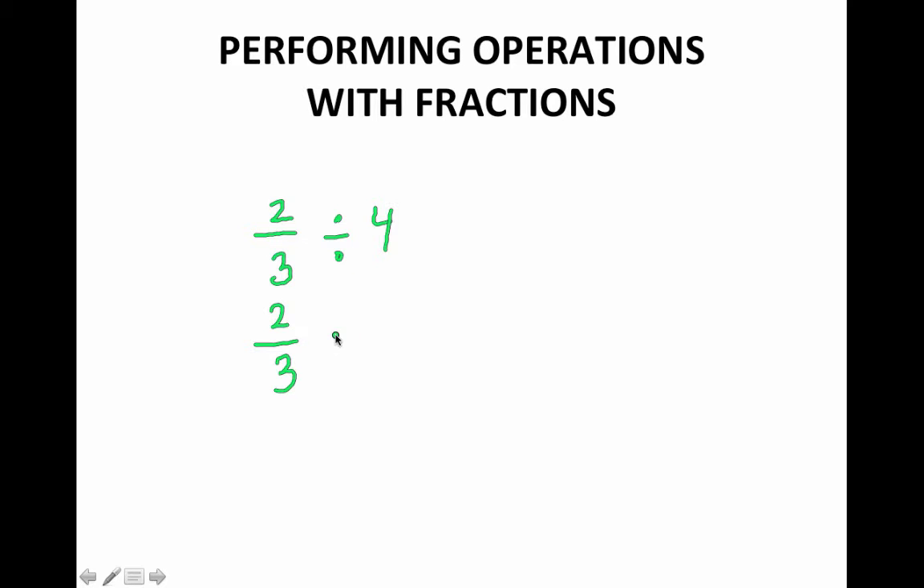Okay, let's say we have 2/3 divided by 4. Well, we're going to keep 2/3 as 2/3, change the division to multiplication, find the reciprocal of 4, which is 1/4, and then multiply straight across. So I'd get 2/12, which simplifies to 1/6. And because that can be simplified, that's how I want you to put your answer, in a simplified form.